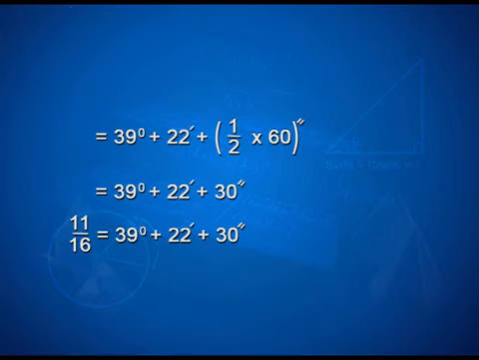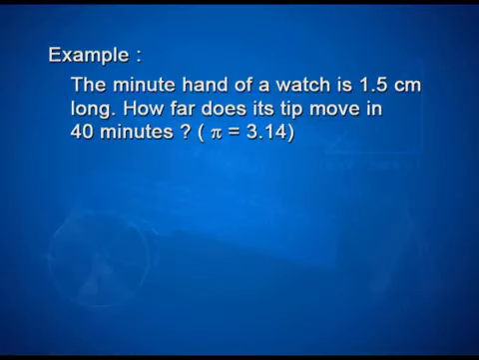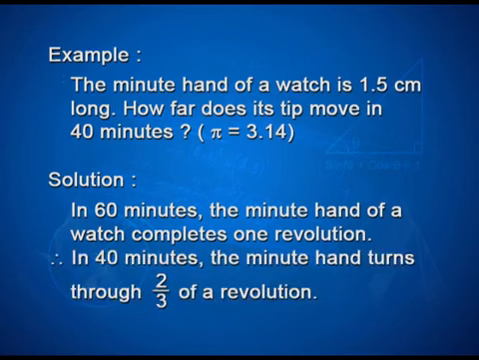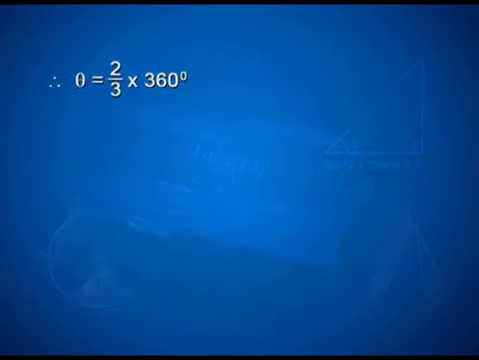One more example: the minute hand of a watch is 1.5 centimeters long. How far does its tip move in 40 minutes? Use pi is equal to 3.14. In 60 minutes, the minute hand of a watch completes 1 revolution. Therefore, in 40 minutes, the minute hand turns through 2/3 of a revolution. Thus, theta is equal to 2 upon 3 into 360 degrees or 4 pi upon 3 radian.